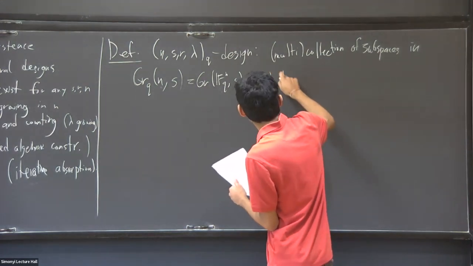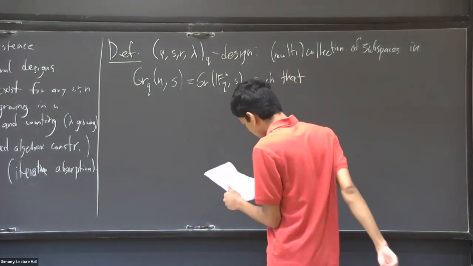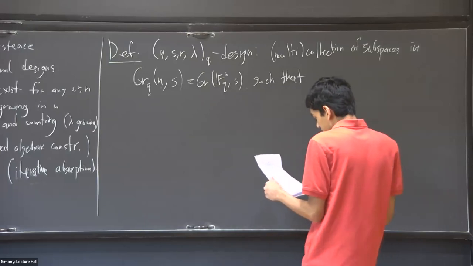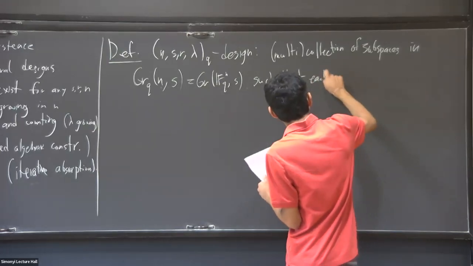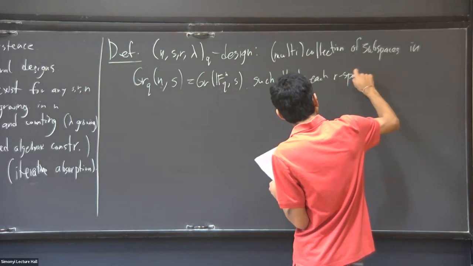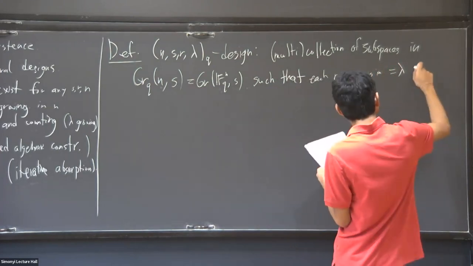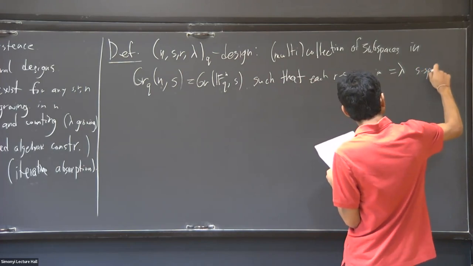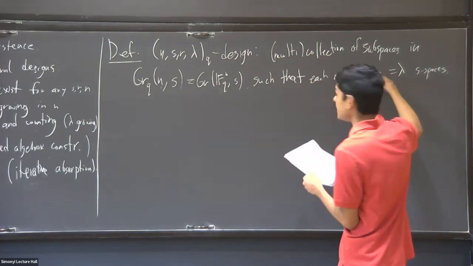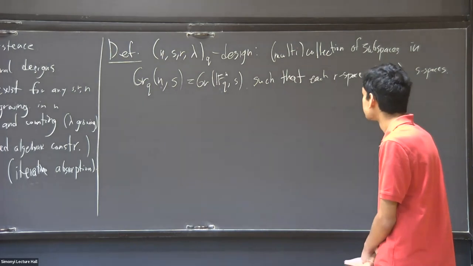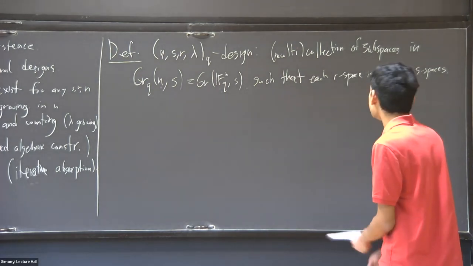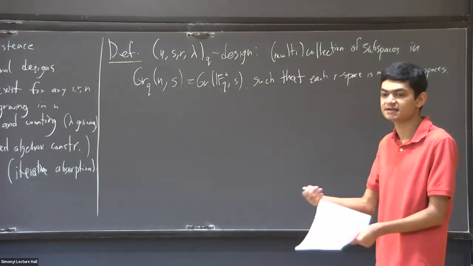And of course, we have to satisfy some condition. It's just the same condition as you would expect. Each r-space is contained in exactly lambda blocks, I guess contained in some sense. All right, and again, you can have a notion of simple design, et cetera.